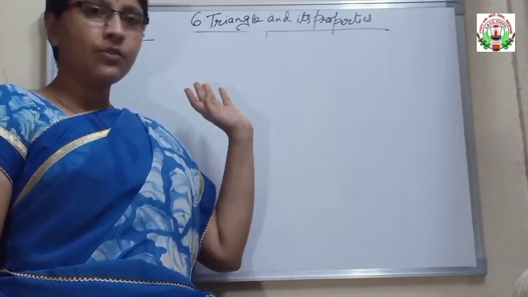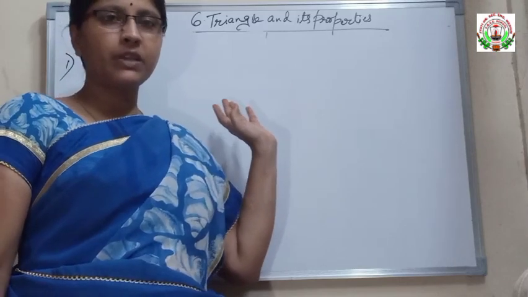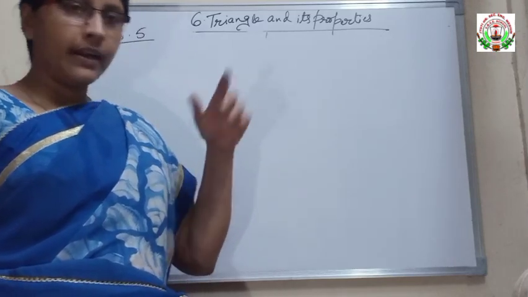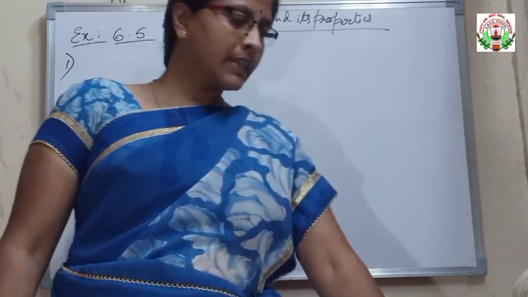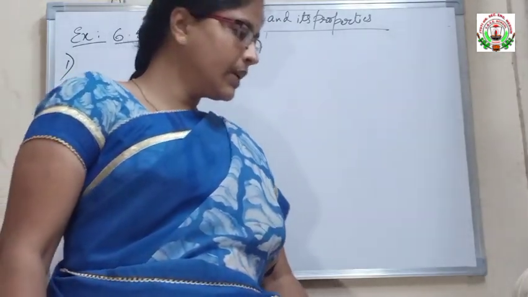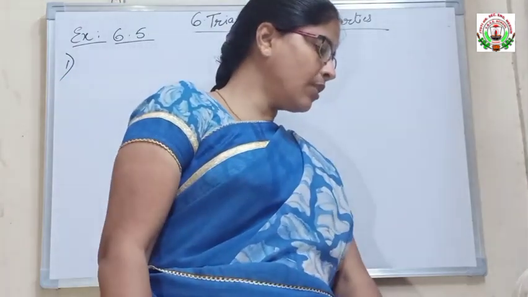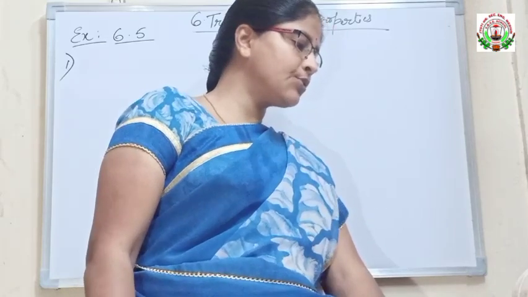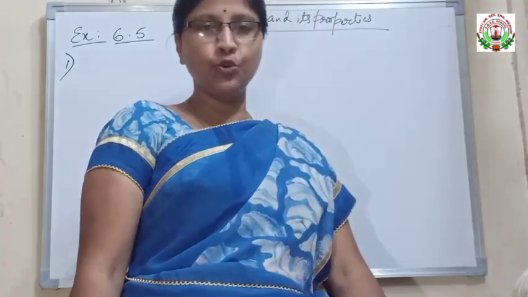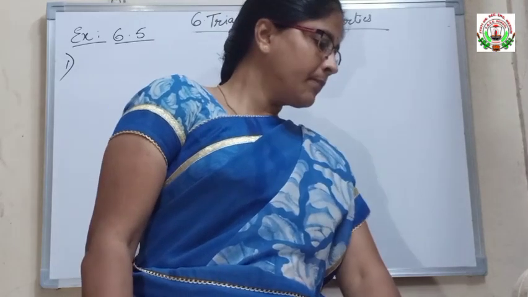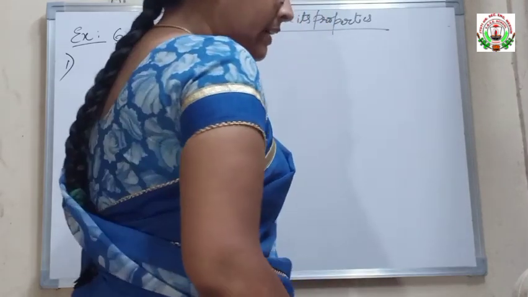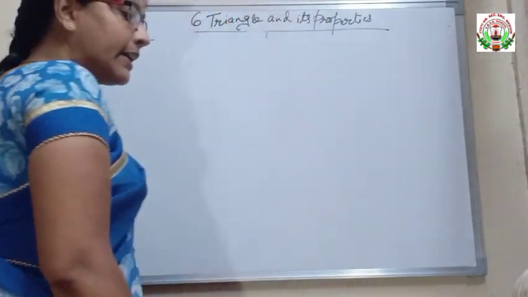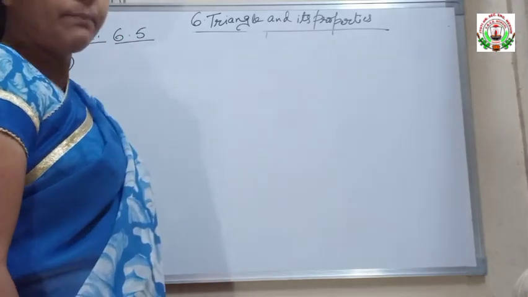Today in this class we are going to start our exercise 6.5 based on Pythagoras theorem. In the last class I explained what Pythagoras theorem is. So the first question: PQR is a triangle right angled at P. If PQ is equal to 10 centimeters and PR is equal to 24 centimeters, find QR. They have given a triangle that is right angled at P.